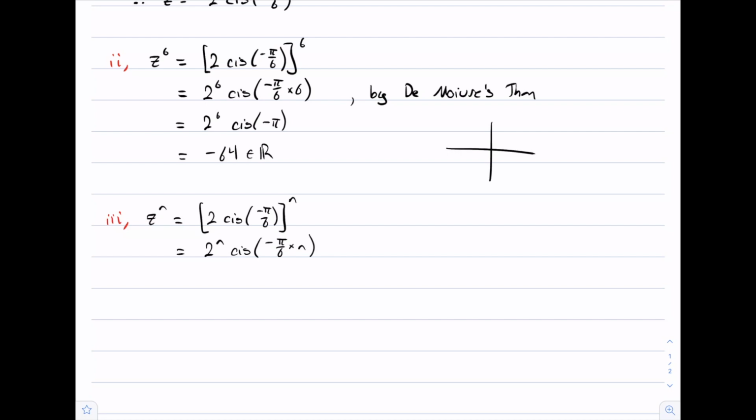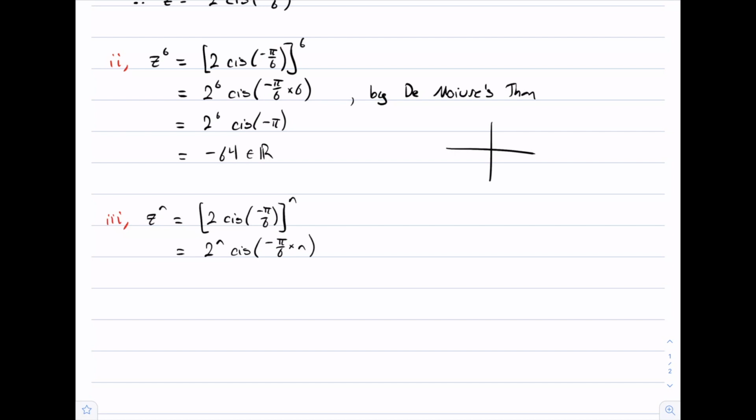Now we want this to be purely imaginary. What does it mean for a complex number to be purely imaginary? Well, if we have a look at our Argand diagram here, it means it's lying on the imaginary axis. So if it's lying on the imaginary axis, that means it has an argument of either positive pi on 2 or negative pi on 2. Or if you like, it has an argument of 3 pi on 2. If you wanted to use that as well, that would work just as fine.